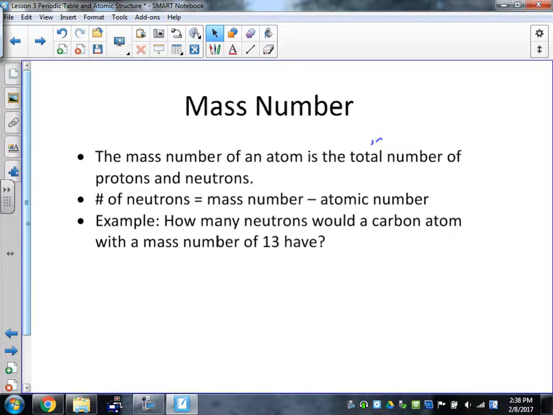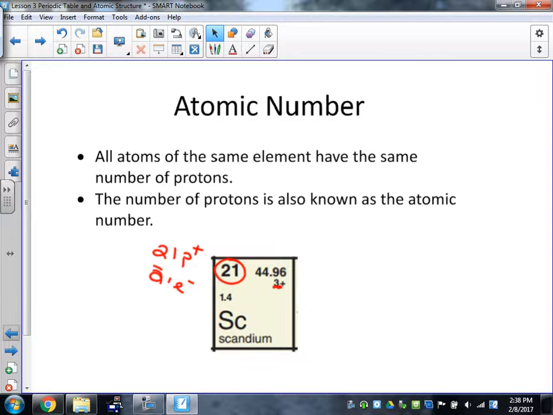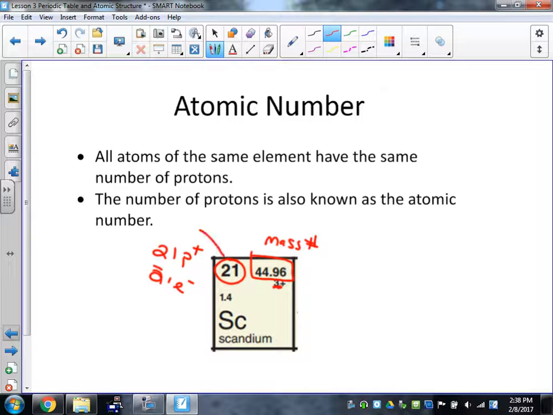Let's see. Mass number. So what is the mass number? The mass number of an atom is the total number of protons and neutrons, so it is the total mass of that atom. We'll get into how they figure that out maybe some other day. So let's go back to here for a second. The mass number is right here, guys. This is your mass number, and this once again is the atomic number.